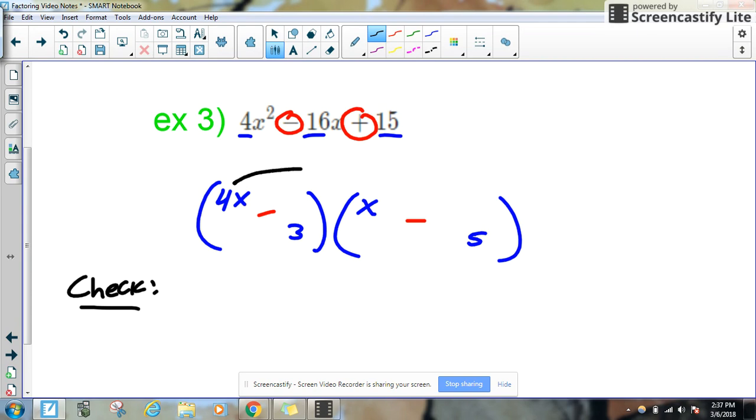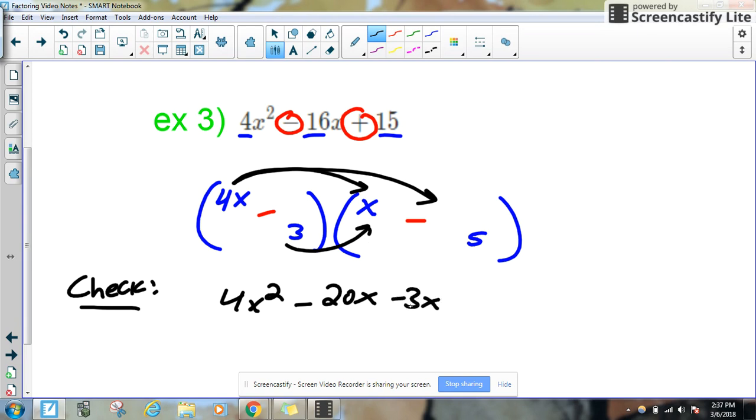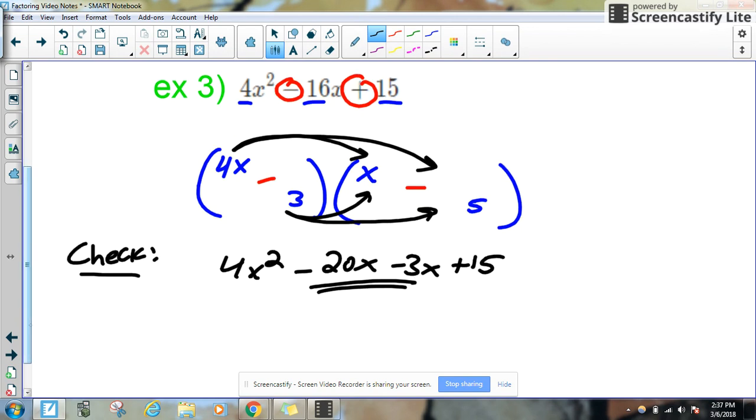So 4x times x is 4x to the second. 4x times minus 5 is minus 20x. And then minus 3 times x is minus 3x. And minus 3 times minus 5 is equal to positive 15. So if you add the terms in the middle together, you're going to get 4x to the second minus 23x plus 15. We did not get it, so we have to try again.